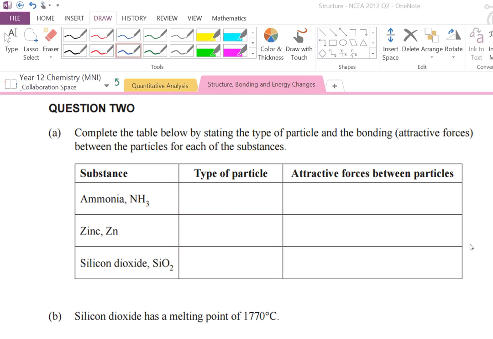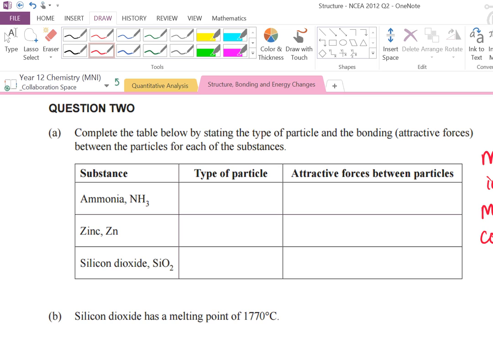In this, I'm going to show you how I would attempt this question here from NCEA in 2012, Level 2, Structure and Bonding. First thing I have to do in this table is to identify the types of substance that these actually are, before I can even work out what types of particles or attractive forces are. So my types are, I've got metallic, I've got ionic, I've got molecular, and I've got covalent networks.